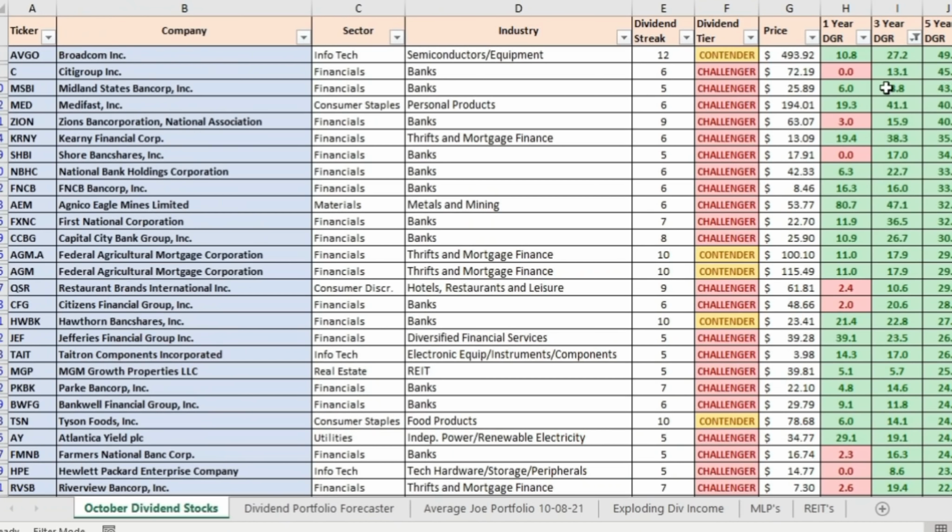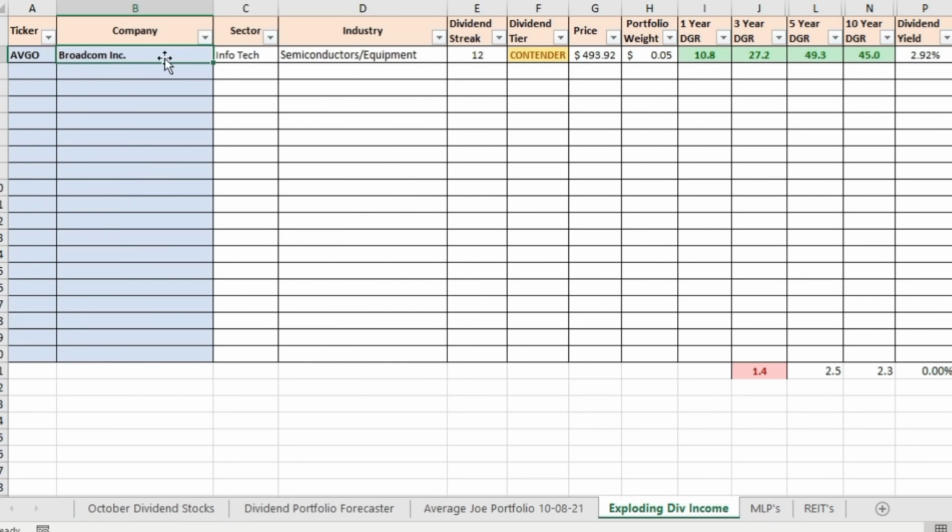Let's start there. I'm going to tell you right off the bat, this is one of the dividend stocks I knew I wanted to include, which is AVGO, Broadcom Inc. This one here is a contender, 12 consecutive years of increases. It's got really great dividend growth rates. Even during COVID, it raised its dividend by 10.8%, and it's got a current yield that's a little bit lower, 2.92%, but the dividend growth rate is amazing, so I know I want to include AVGO. All right, so we've got AVGO in the portfolio.